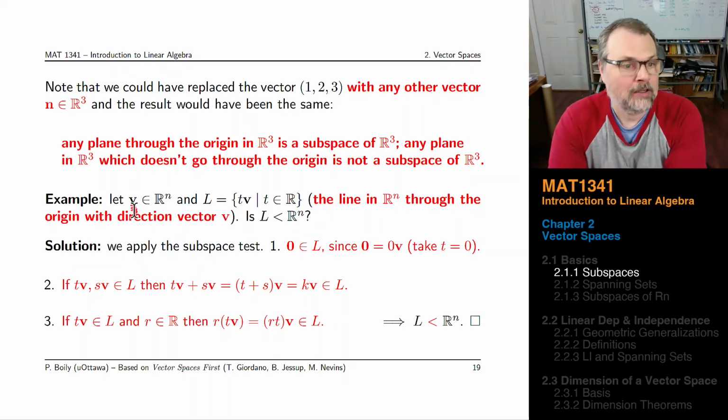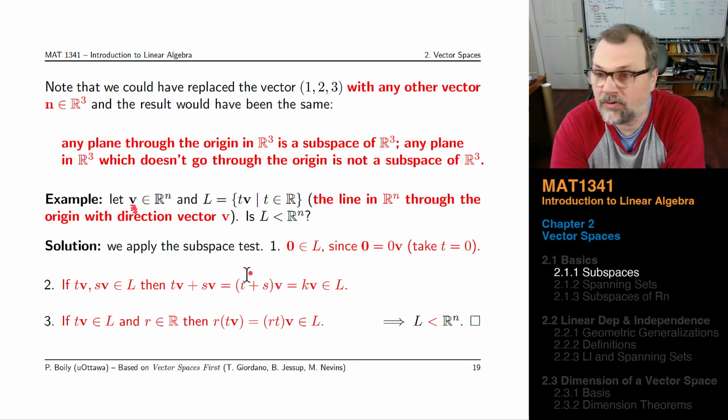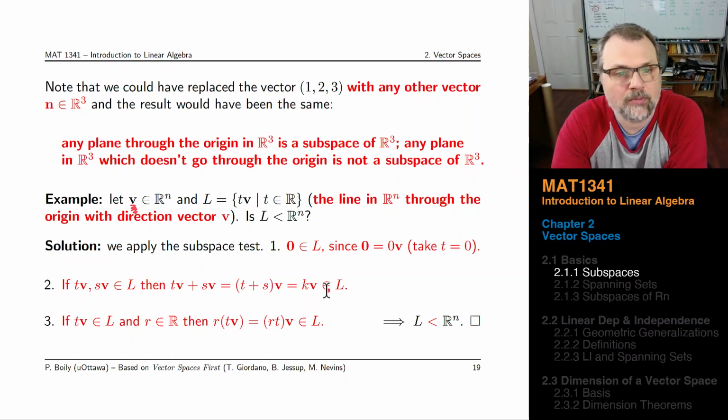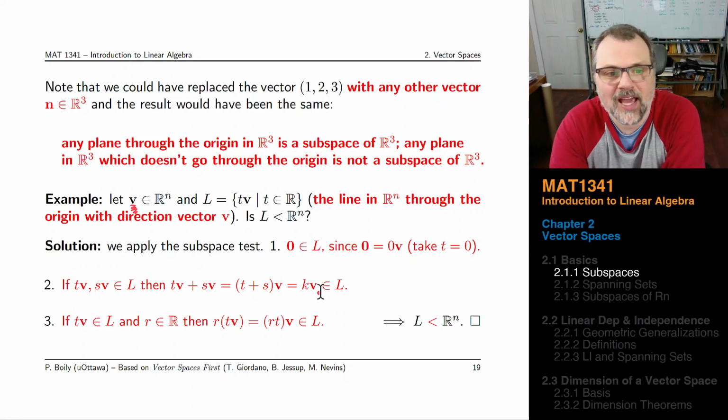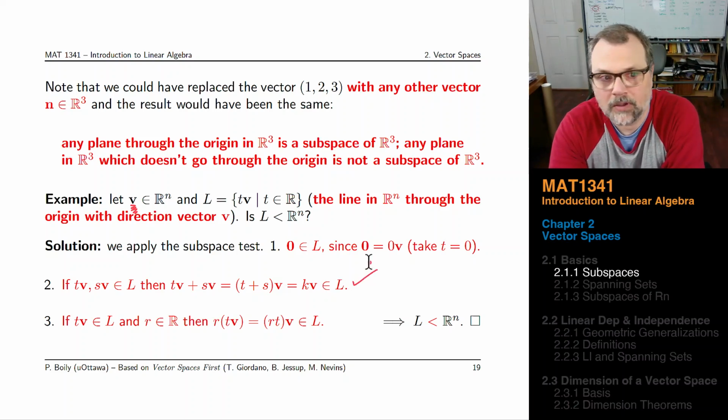So let's add our two vectors in L, tv plus sv. That becomes, by the rules of scalar multiplication, t plus s times v. t is a real number. s is a real number. Their sum is also a real number. Let me call it k. And so the sum of tv and sv is kv. kv satisfies the membership condition. kv is a scalar times the vector v. So yeah, it is in L.